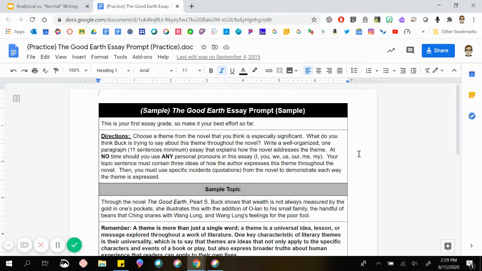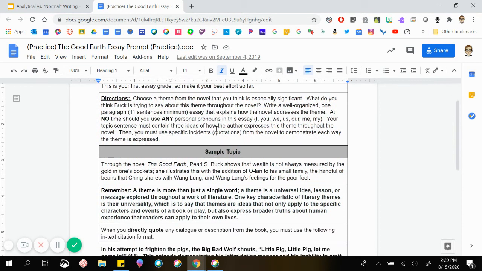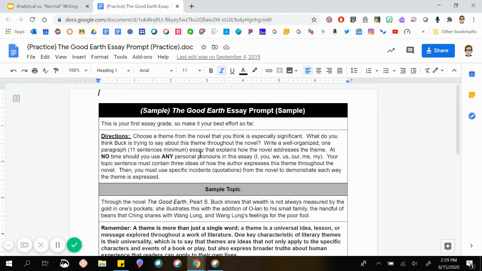So we have this huge piece of writing here, right? These are your directions, right? And so it says, choose a theme from the novel that you think is especially significant. What do you think Buck is trying to say about the theme through the novel? Write a well-organized one-paragraph, 11-sentence minimum essay that explains how the novel addresses the theme, and at no time should you use any personal pronouns in this essay: I, you, we, us, our, me, or my. Your topic sentence must contain 3 ideas of how the author expresses the theme throughout the novel, and then you must use specific incidents or quotations from the novel to demonstrate each way the theme is expressed. Whew, that's a lot of info there, right?